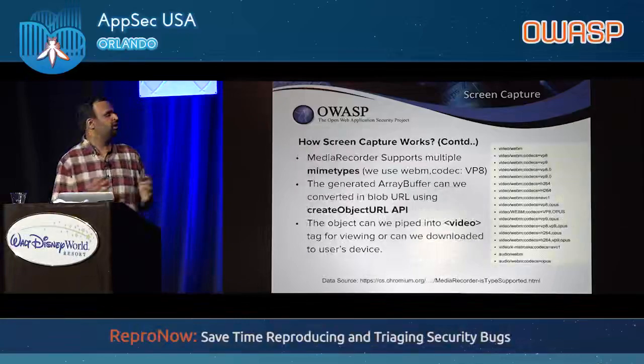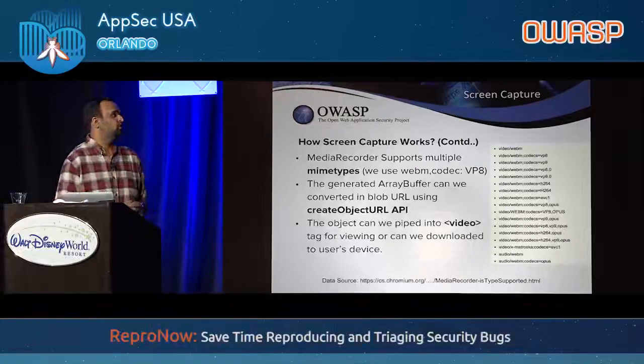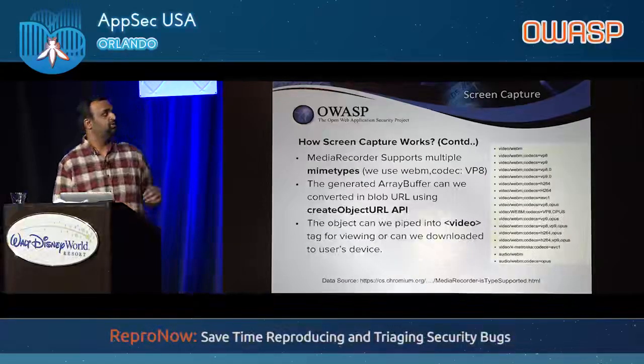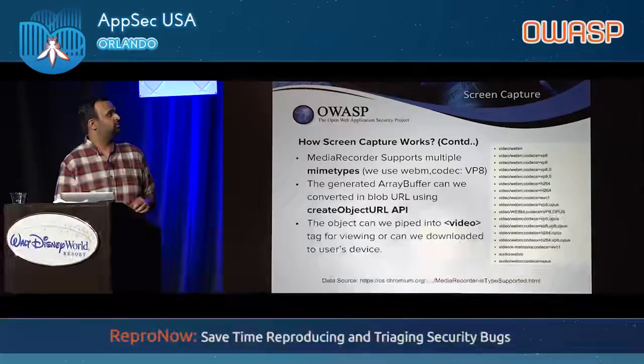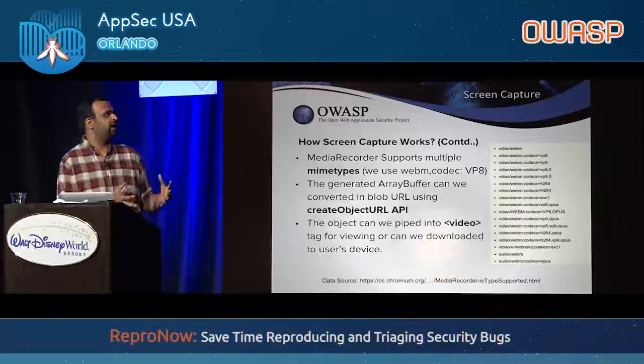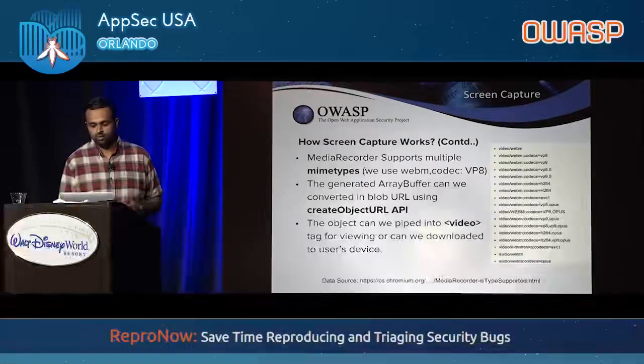Media recorder API supports multiple MIME types. In our case, we are using WebM. It also supports multiple codecs. We are using VP8. This is not an exhaustive list, but these are some of the codecs and some of the MIME types that it supports. Once we use the media recorder API, we can convert that to a video tag by using the create object URL API. And once you have the video tag, you can pause and play and do whatever you want.